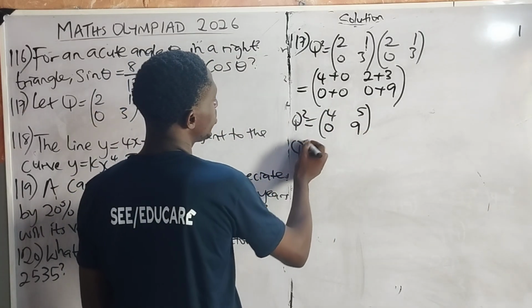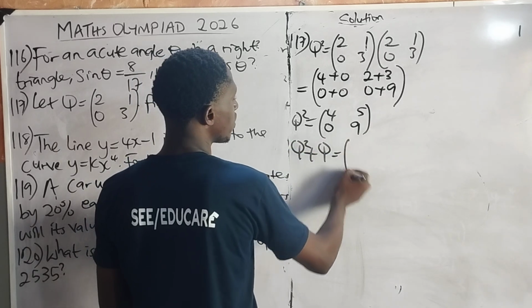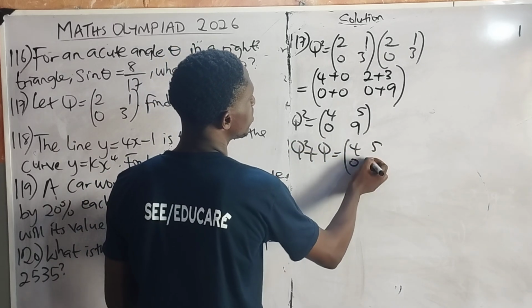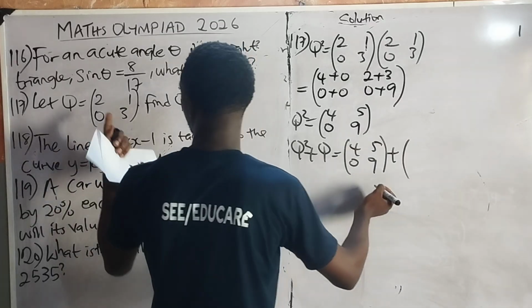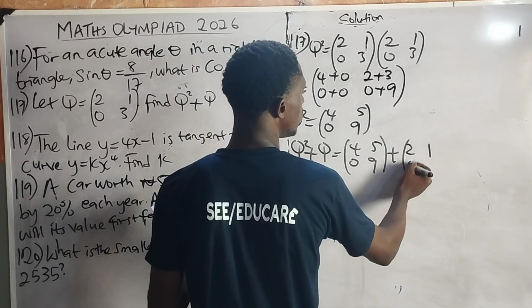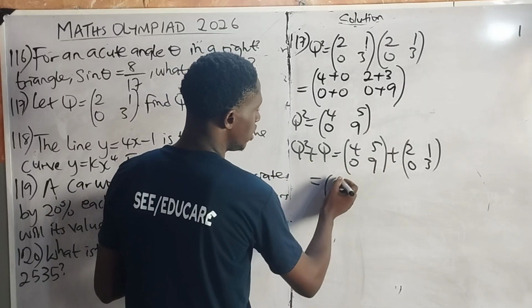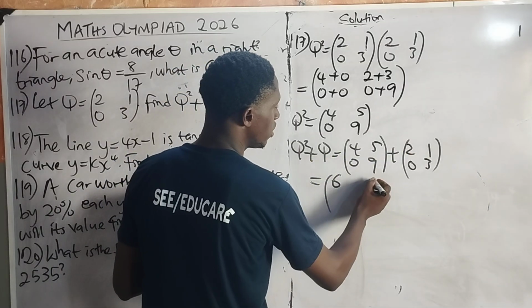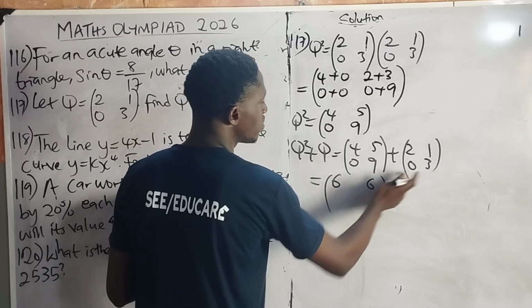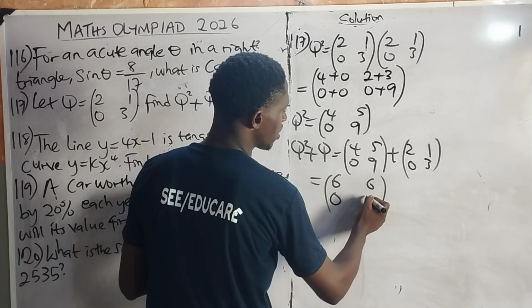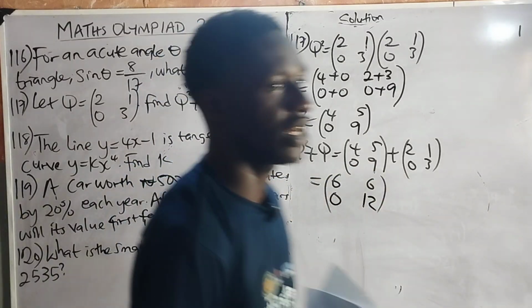But we are told to find Q square plus Q. So we have [4, 5; 0, 9] plus our Q, [2, 1; 0, 3]. So let us add. 4 plus 2 is 6. 5 plus 1 is 6. 0 plus 0 is 0. 9 plus 3 is 12. And that will be the answer.